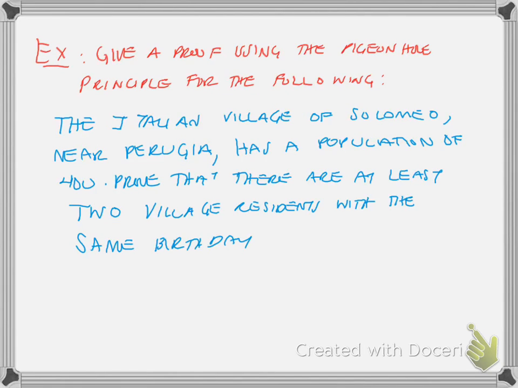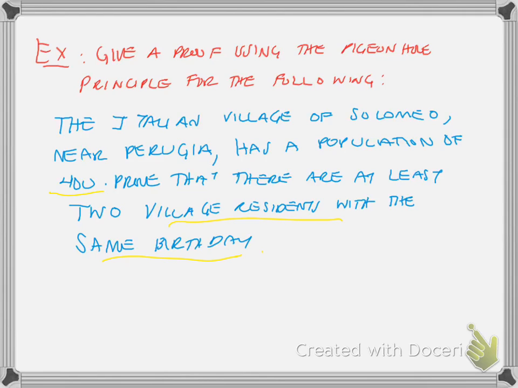All right, but I wanted to do an application. I think this is one of the problems I gave you for homework, so you're welcome if that's the case. If not, you should be able to do these problems that use the pigeonhole principle to prove. It says, give a proof using the pigeonhole principle for the following. The Italian village of Solomeo near Perugia, I think that's right, has a population of 400. Prove that there are at least 2 village residents with the same birthday.